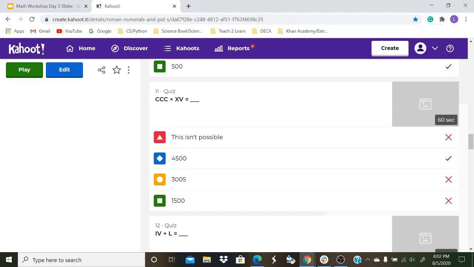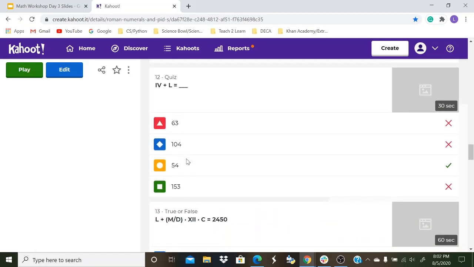A way to do that a bit quicker, or easier, 300 times 15 might be a bit hard at first, but all you have to do is just remove the zeros, so just treat it as 3 times 15, so that's 45, but then add the zeros back in later to get 4,500. And then IV plus L, that's just 4 plus 50, so 54.